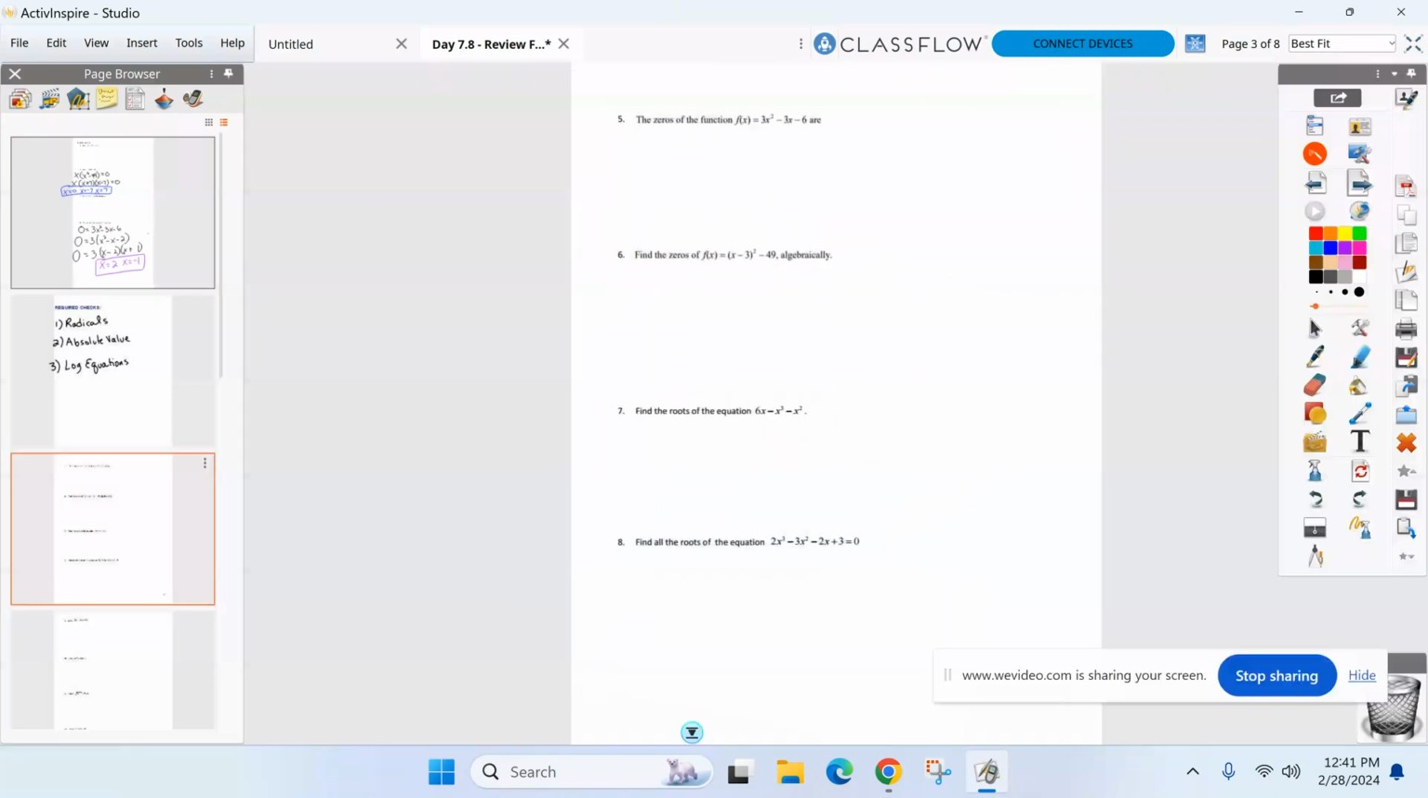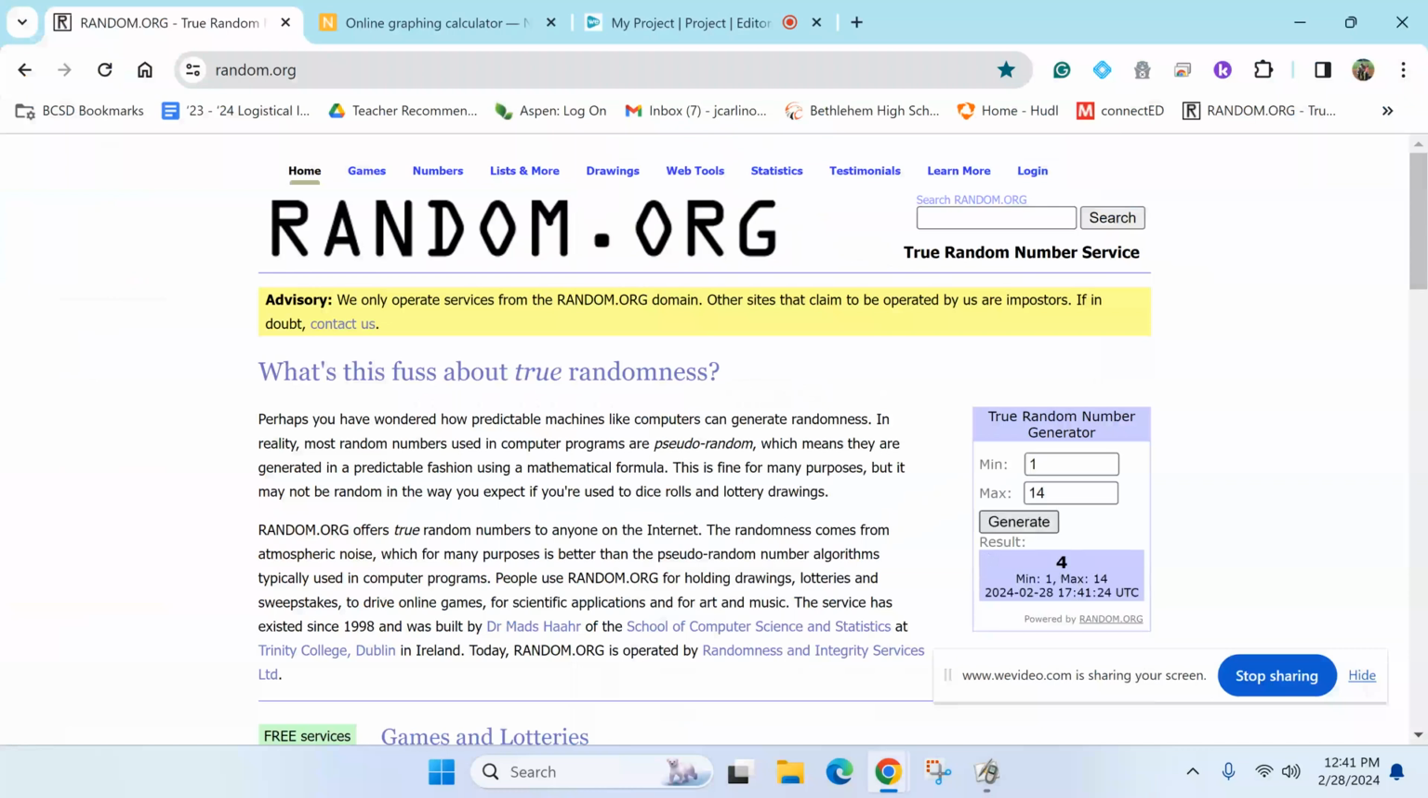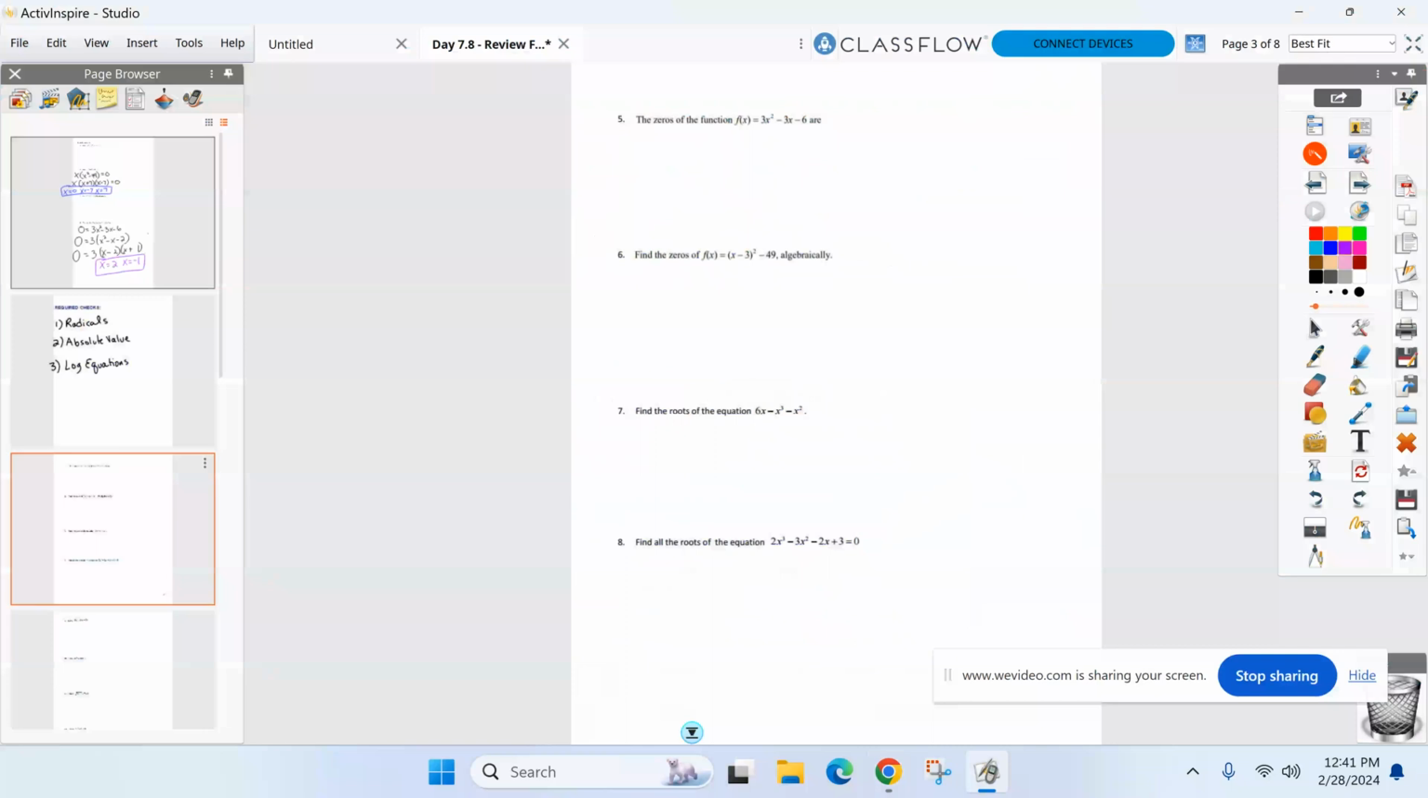Moving on, number 6. What do we got here? Oh boy. All right, ready to roll? All right, find the zeros. So 0 equals x minus 3 squared minus 49.